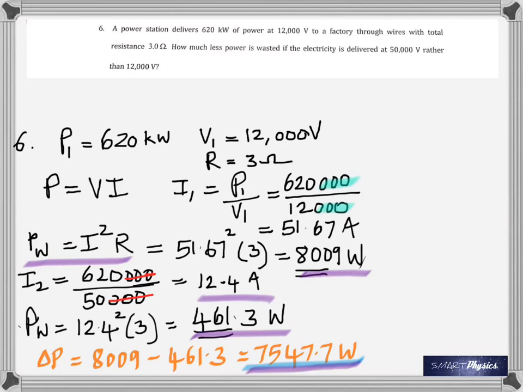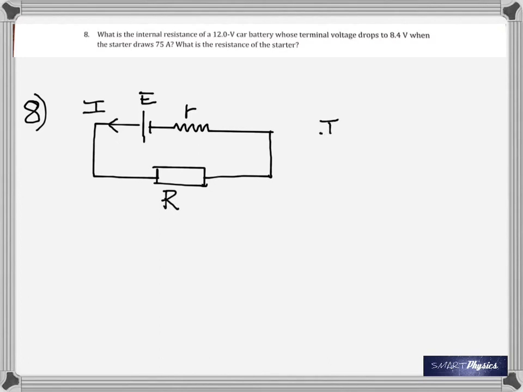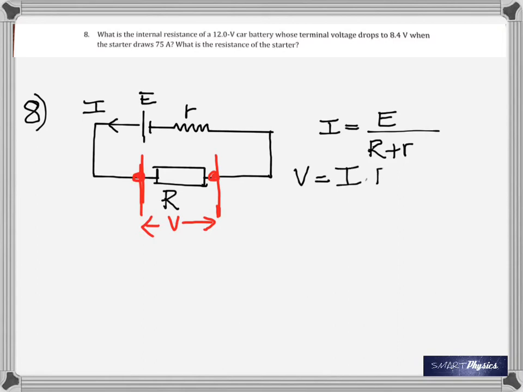So why can't we use Ohm's law to calculate current? Okay, here it is. E, small r, caps R. That small r is the internal resistance of the battery, and I is E by R plus r, isn't it? I told you all that. The voltage across those 2 points, which is called the terminal voltage, is the current multiplied by caps R. Terminal voltage is 8.4.